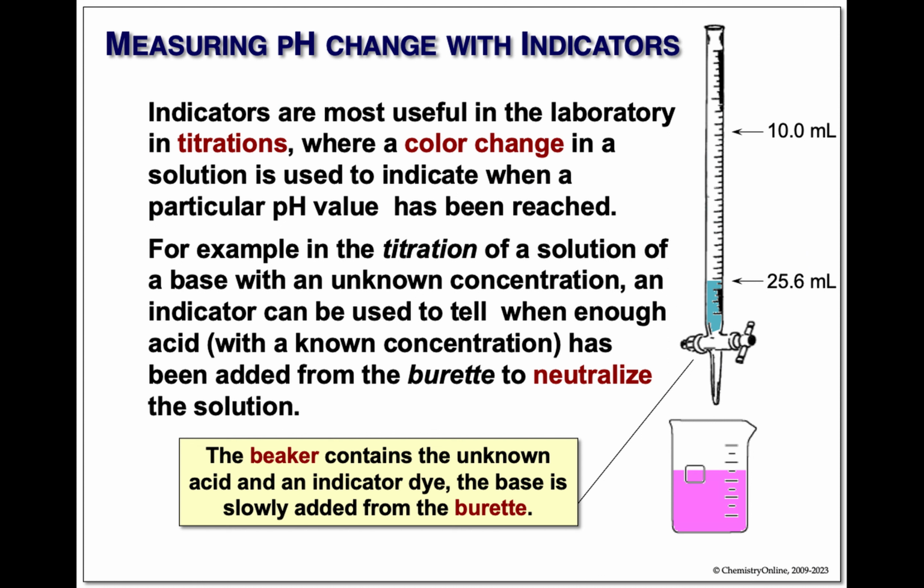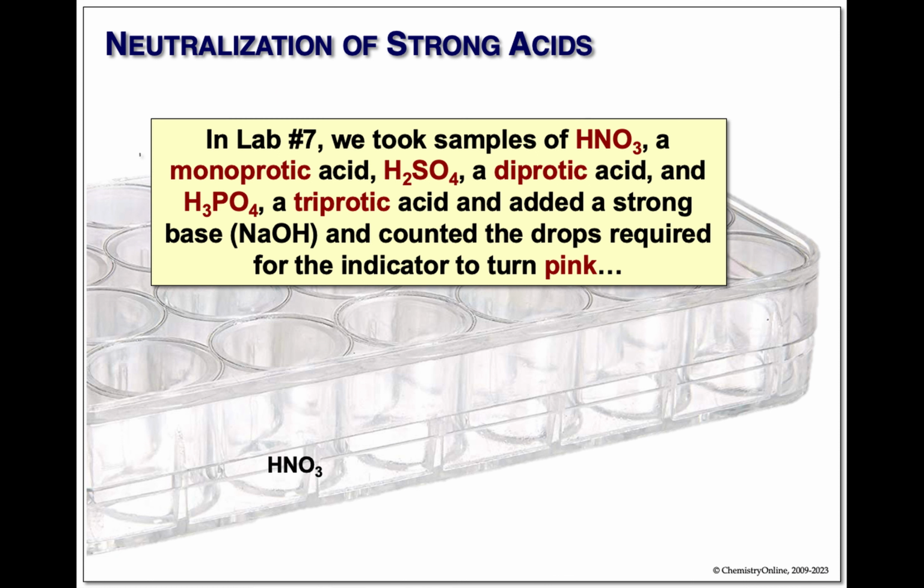Now, we kind of did a titration in lab. Kind of. This was in lab 6, I believe. We took our 26-well plate, this one was clean, and we added nitric acid to one well, exactly 10 drops. Sulfuric acid to the next well, 10 drops, and phosphoric acid to the third. This is a monoprotic acid, a diprotic acid, and a tri. We put a drop of indicator into each one, then took our strong base and added it dropwise.